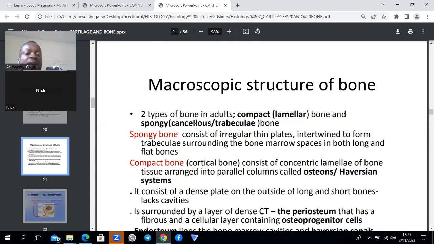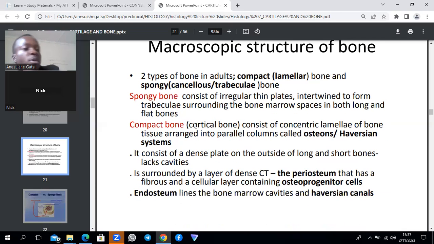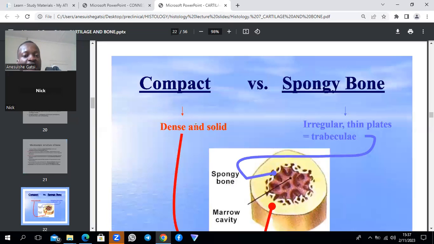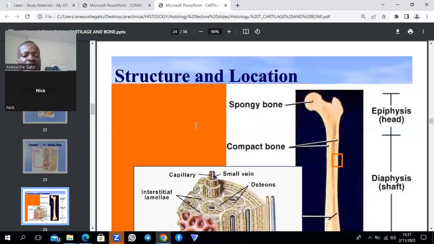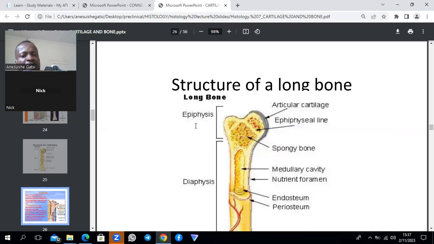Right? Then remember bone has a bone marrow. Usually the long bones have bone marrow. So lining the inside, we'll now talk about something called endosteum. So periosteum is on the outside, then endosteum is on the inside. So that's that. Then we say there are types of cells in bone, before we go to maybe the microscopic structure of bone.